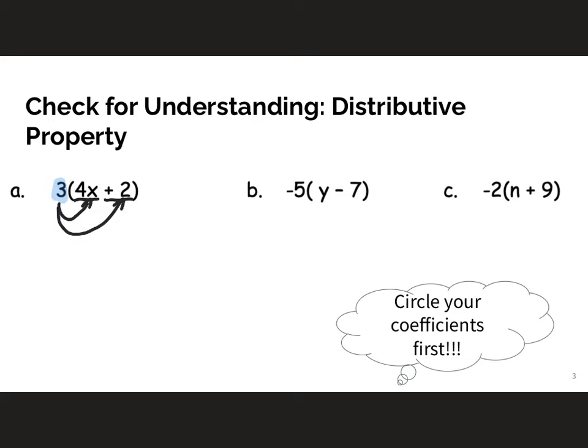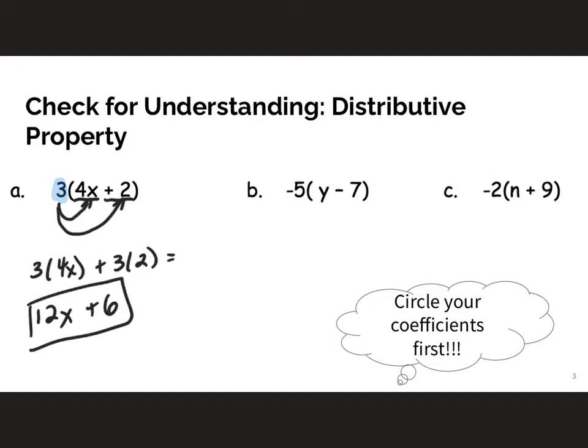So the first thing I'm going to be multiplying is 3 times 4x. And the next term I'm going to be multiplying is 3 times 2. Okay, so let me just multiply those out. So 3 times 4x is 12x. And then 3 times 2 is 6. Okay, so this would be my equivalent expression. Okay, let's move on to part B.